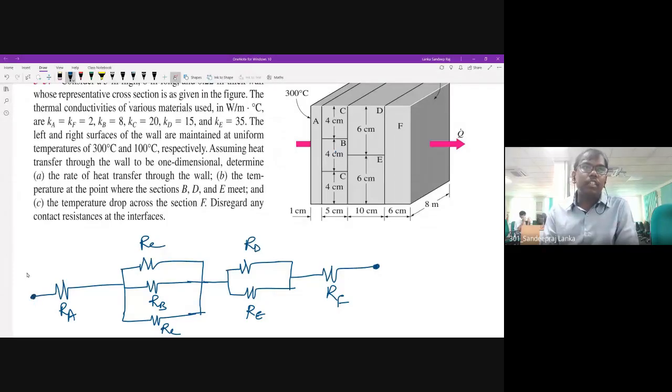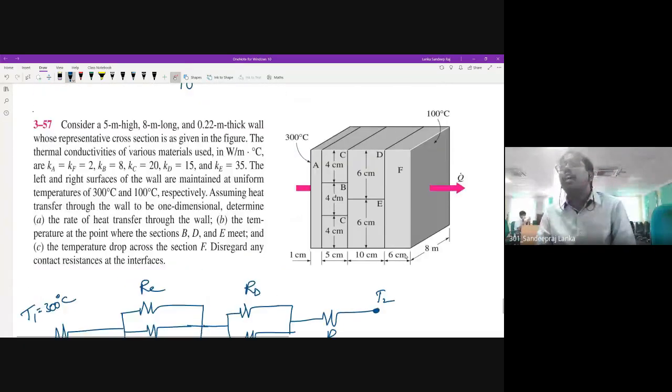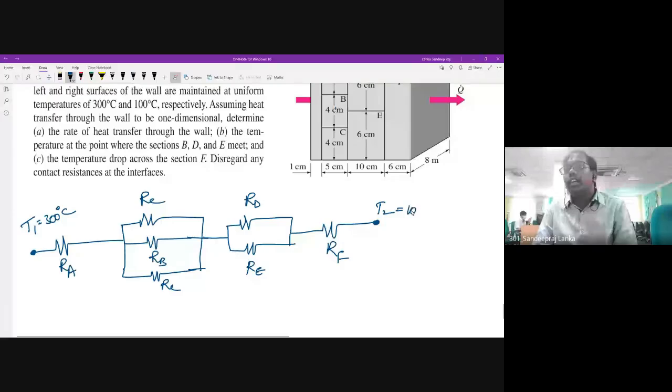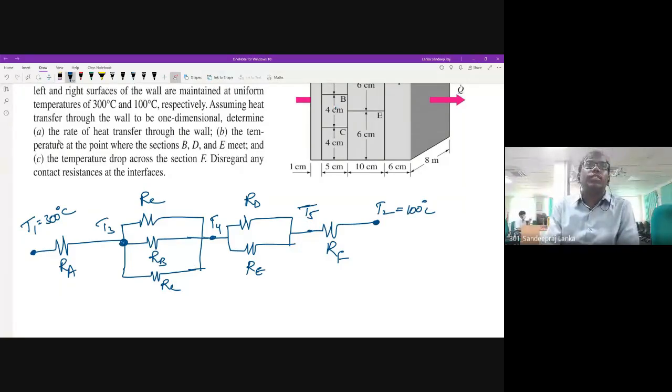You have the temperature here and here. It is T1, given as 300 degrees centigrade. Let me call this T2, given as 100 degrees centigrade. So this is what you have. And here the temperature, let me call it T3. Let me call it T4. Let me call this T5. And in this question, what he's asking you to do is to find Q.